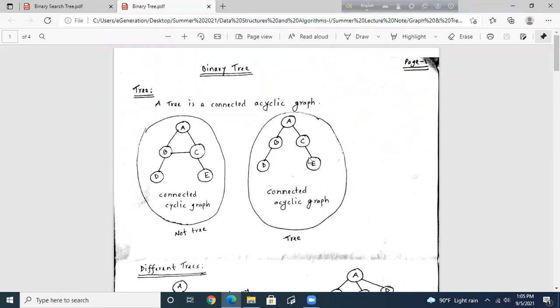So because of that, dear student, in the right side graph we have no cycle, and simultaneously it is a connected graph. There is no isolated vertex. So because of that, dear student, it is a tree.